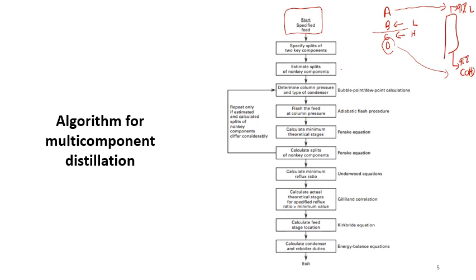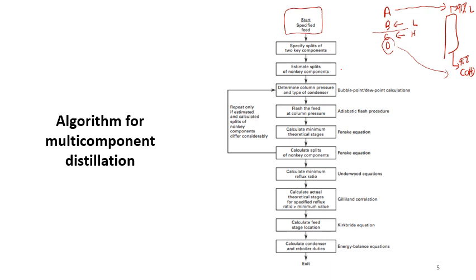In the light components and the heavy components, we estimate the recovery of those components in the top and bottom products. Next is to determine the column pressure and the type of condenser. At this stage, maybe you are just given that the column operates at a certain pressure, and then you can decide the type of condenser.